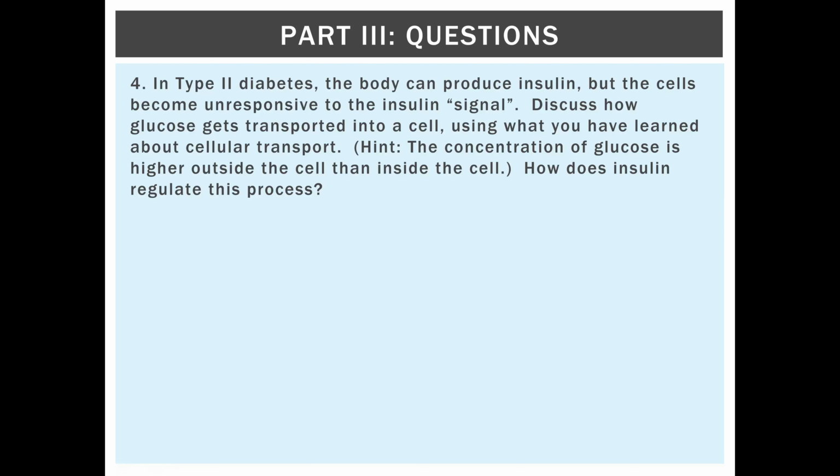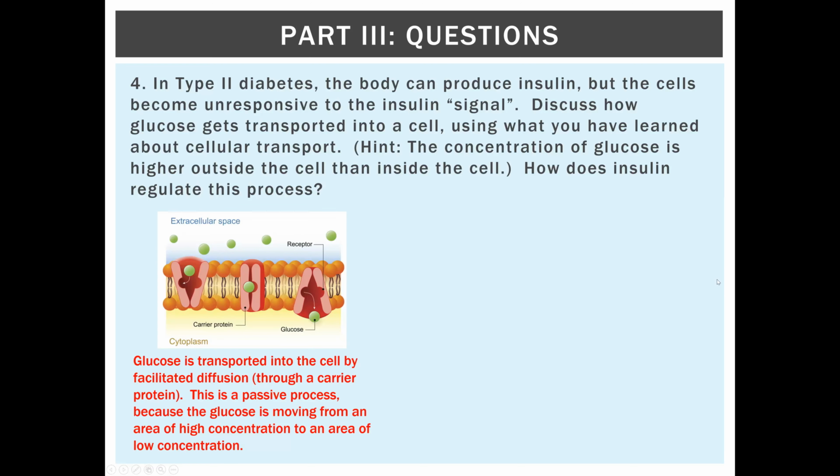So discuss how glucose gets transported into a cell using what you've learned about cellular transport. Hint, the concentration of glucose is higher outside the cell than inside the cell. How does insulin regulate this process? All right, so we have a picture here. So we're going to pretend the little green molecules are glucose.